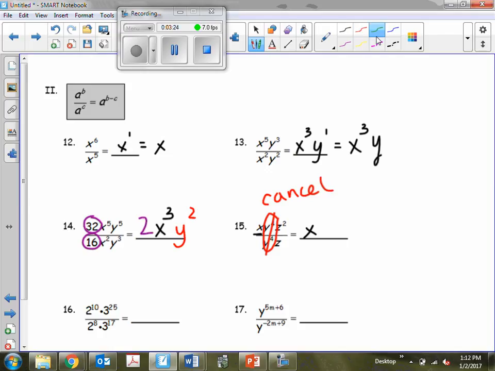Now if I look at the z's, I have z to the 2nd divided by z. And even though I don't see it, there is an implied 1 right there for that z exponent. So I would do 2 minus 1. This would give me z to the 1st. So if I wanted to rewrite this, I could rewrite this as x z.